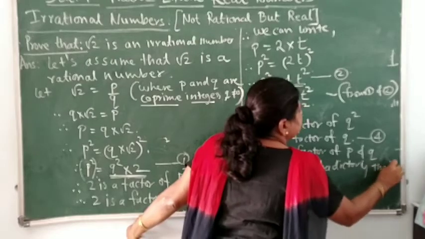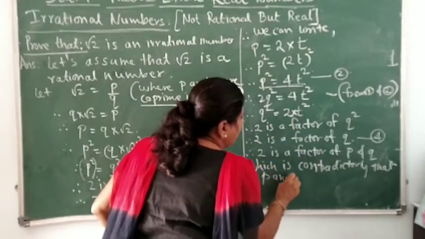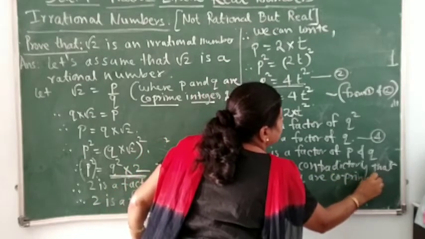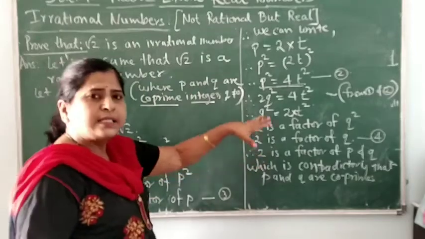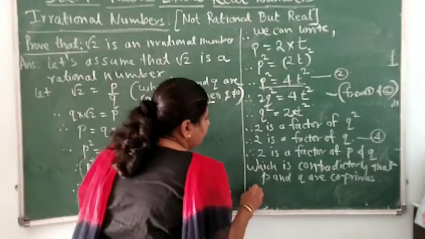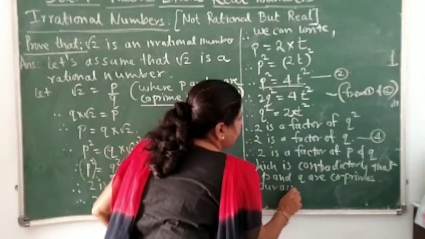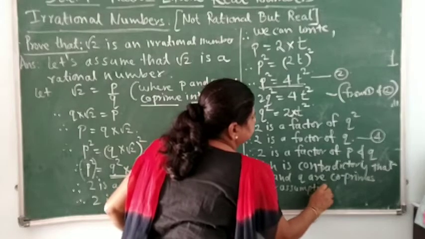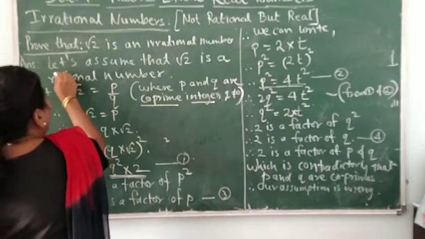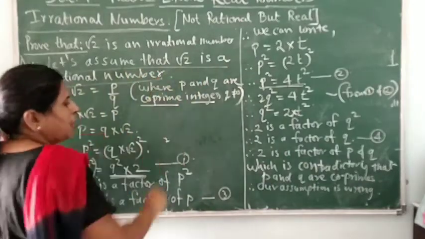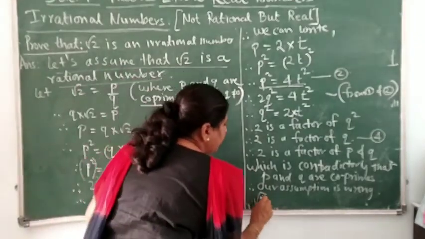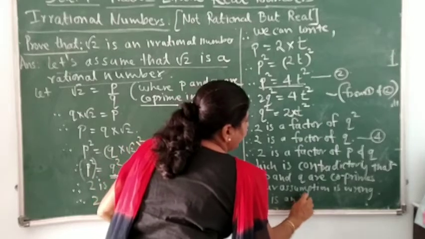that p and q are co-prime integers. So as we have got a contradiction, we can write that our assumption is wrong. What is our assumption? That square root of 2 is a rational number. This is wrong. If it is not rational, it should be irrational, and therefore square root of 2 is an irrational number.